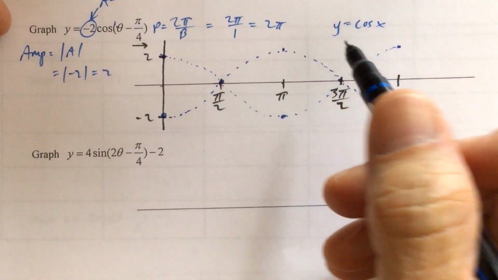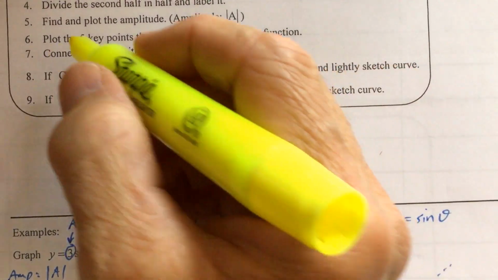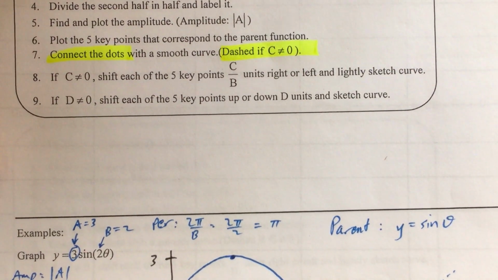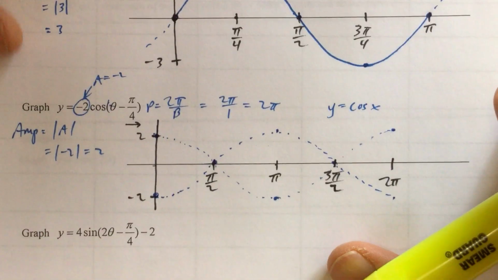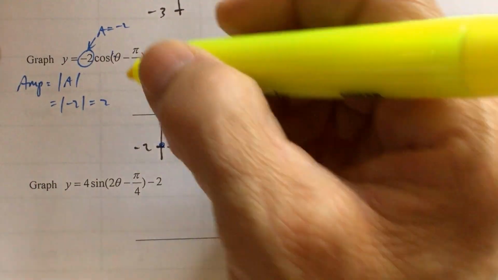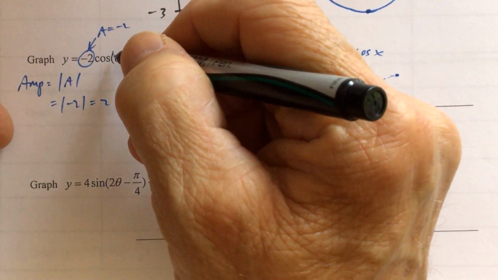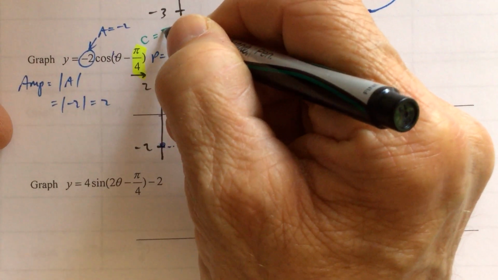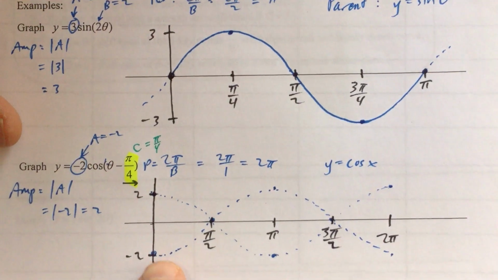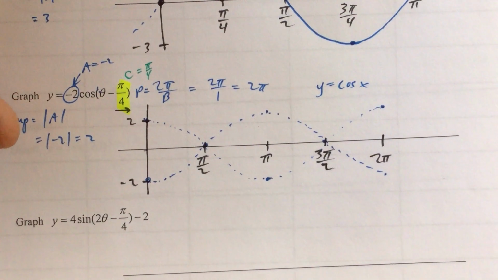Now this is the graph we're going to actually move, and so if you look back at the instructions here, connect the dots with a smooth curve, dash if c is not equal to 0. And that's exactly what we have here. When we look at the function, we have theta minus pi over 4, and that pi over 4 there, whatever is being subtracted from the theta, that's our c value. So c is equal to pi over 4. And so therefore, we're going to move this most recent graph that we did, this transformation, pi over 4 radians to the right.